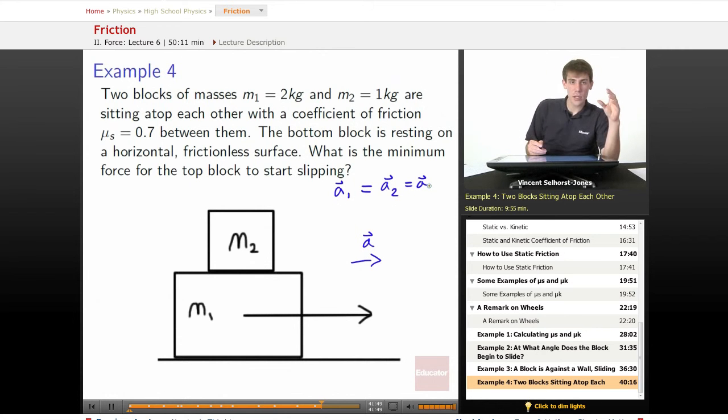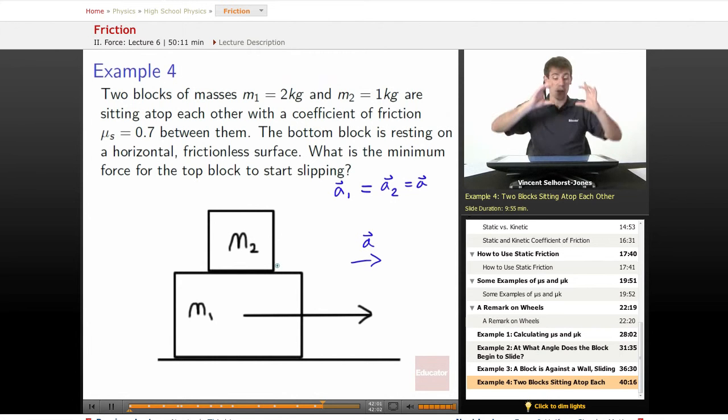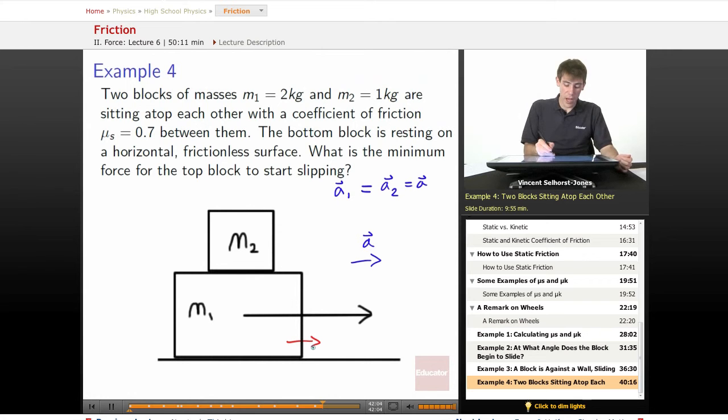What keeps block 2 on top of block 1? Well, there's no forces that we're putting in externally. There's nothing on it. The only force that's keeping it there is the force of friction. M1 is moving this way. So that means that for them to stay attached, static friction wants them to stay in place. M2's friction is going to pull this way. So we've got friction moving this way.